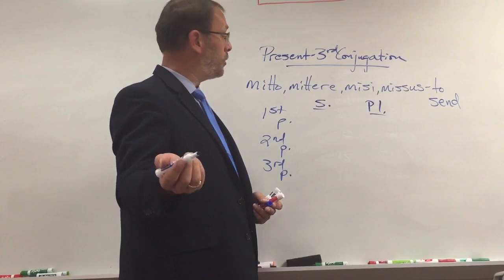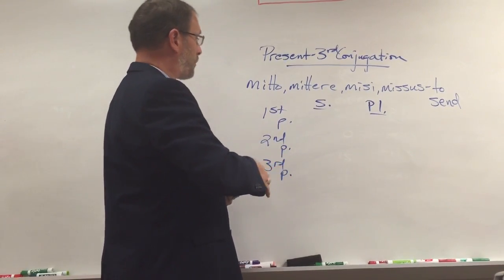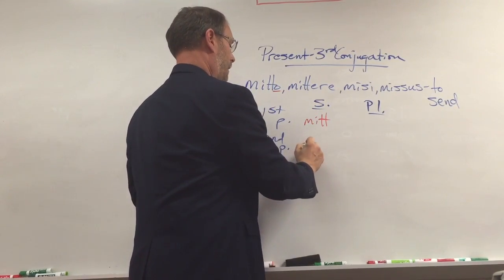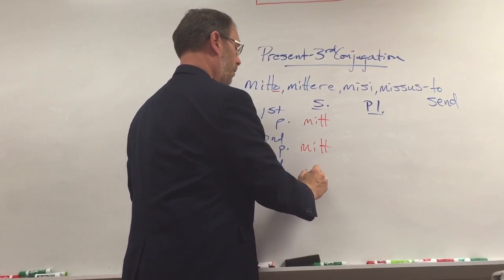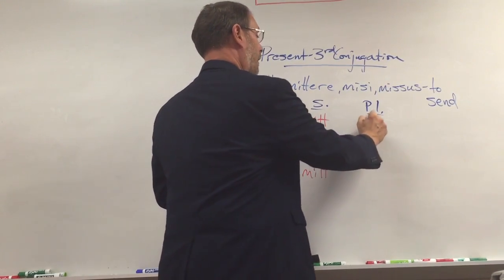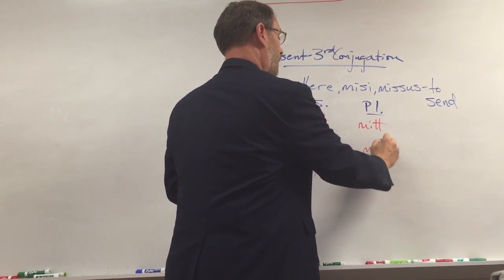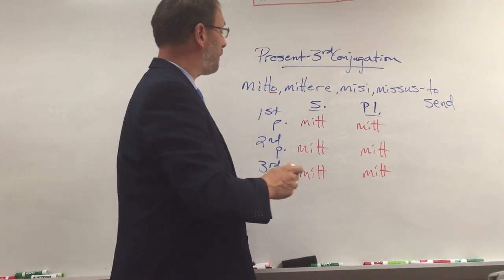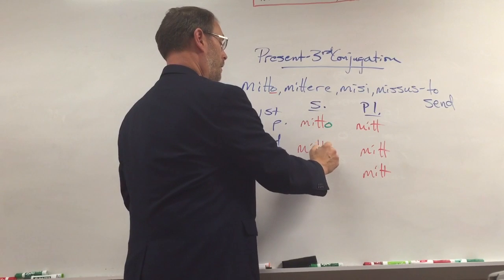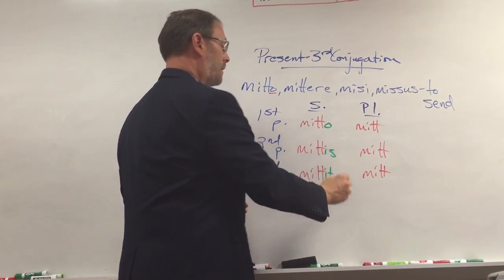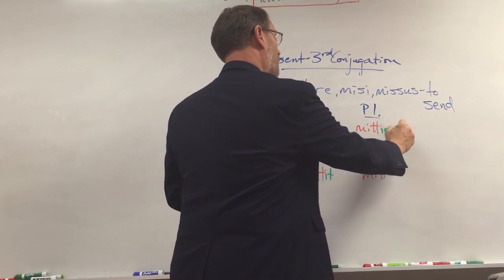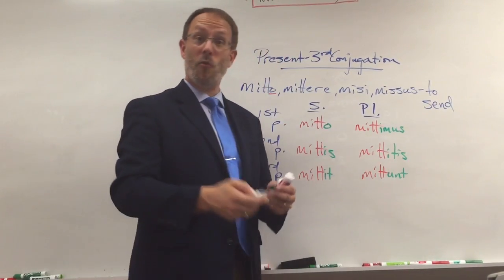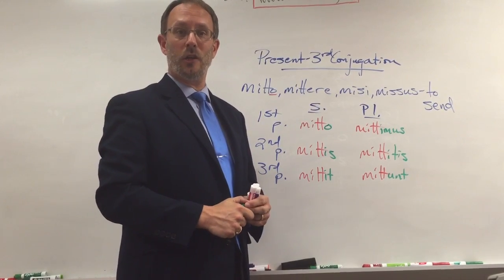Okay, we're back now, so what you should have done is we follow the steps, we drop the O from the first part, and we have M-I-T-T as our stem all the way through. We're used to writing the stem everywhere first. Then we go through and put on the correct third conjugation endings. We'll see mitto, mittis, mittit, mittimus, mittitis, and mittunt. Hopefully that's what you got, and that's third conjugation, present tense.